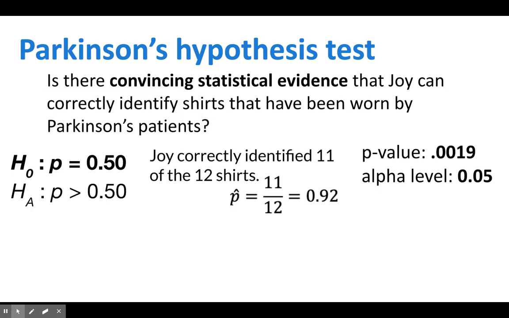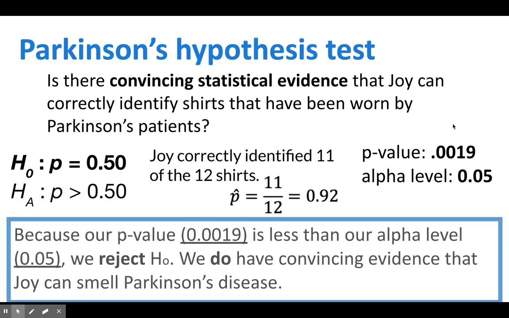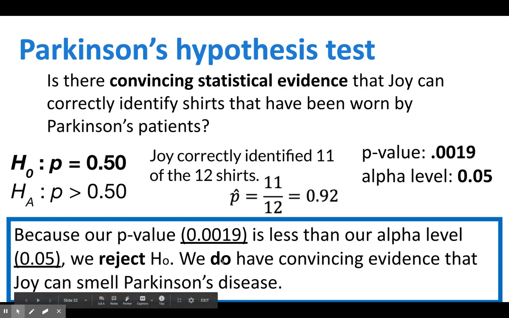So for this one, is there convincing evidence? Well, my p-value is 0.0019. So if I use an alpha level of 0.05, yeah, we have convincing evidence. Because the p-value is less than the alpha value, we reject the null. We do have convincing evidence that Joy can smell Parkinson's disease. So this is how you're going to interpret your p-values. If they're low enough, you reject the null and you have convincing evidence. If they're not low enough, you fail to reject the null and you don't have enough evidence for the alternative.